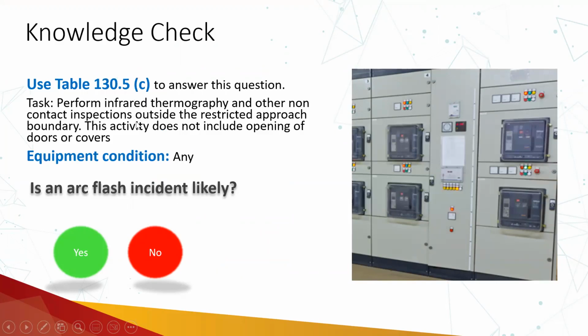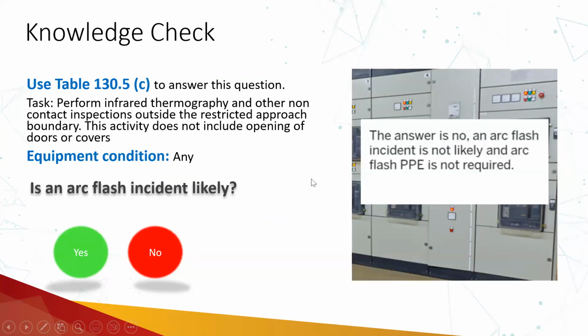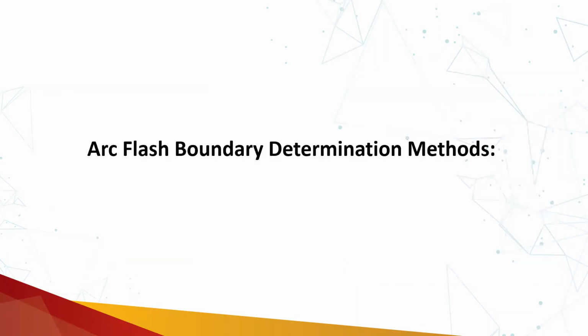Similarly, perform infrared thermography or non-contact inspection outside the restricted approach boundary. This activity does not include opening of the doors. Is an arc flash risk assessment likely? The answer is no as per the table, because you are not opening, you are not coming in direct contact, so the likelihood of occurrence of arc flash is no.